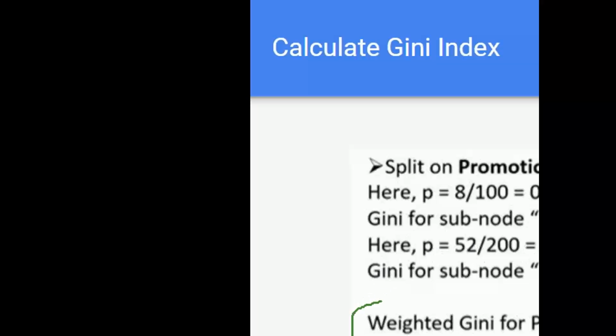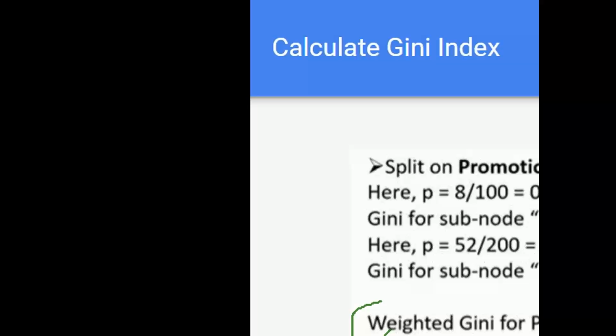Then we calculate the weighted score for these two variables, which is 100 divided by 300 multiplied by the Gini score of this, plus 200 by 300 multiplied by the Gini score of this. 100 by 300, because there were 100 people who got promotion out of the 300, and 200 people who didn't get promotion out of the 300. So I get a weighted Gini score for promotion in the last 5 years.